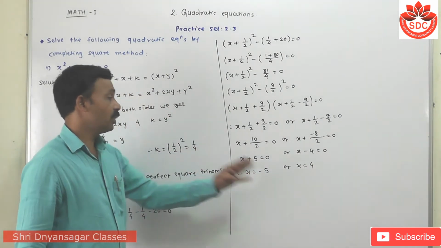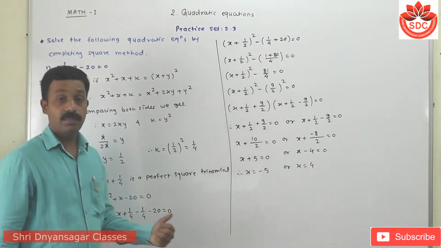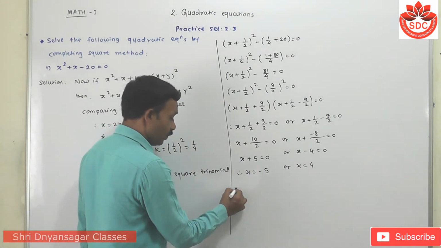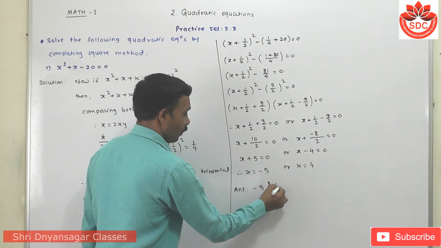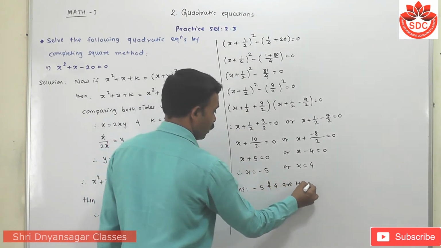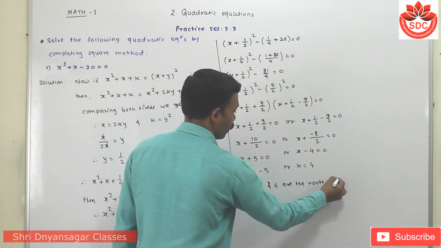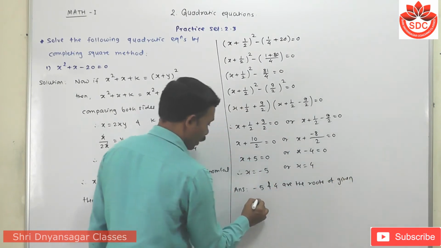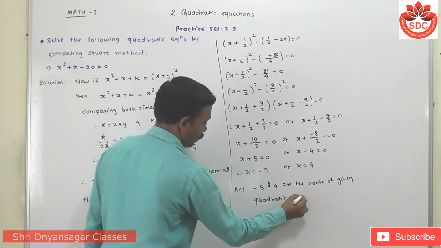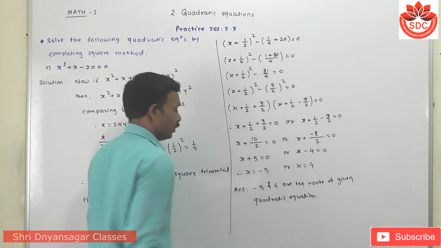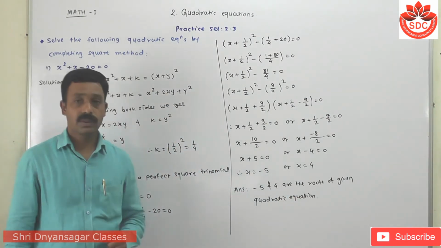Students, this is the solution of the given equation by using the completing square method. So we write the answer in a full sentence. Answer: -5 and 4 are the roots of the given quadratic equation. Can you understand this question? Okay, let's see the next question.